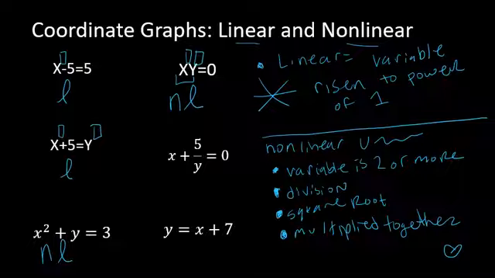Okay, let me find the variables. I have x and y. This is a 1 right here. This is a 1 right here. So it feels like it's following the linear code. Is it possible that it's in club nonlinear?